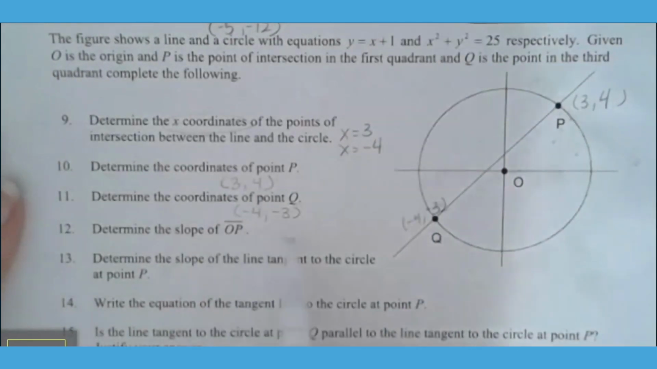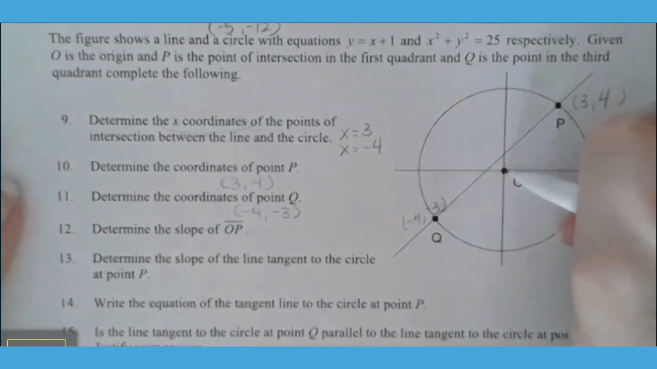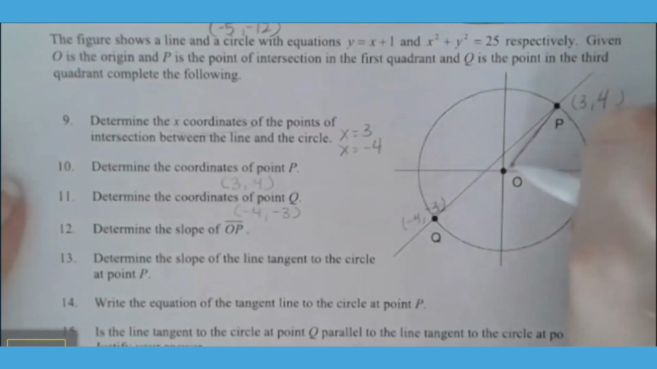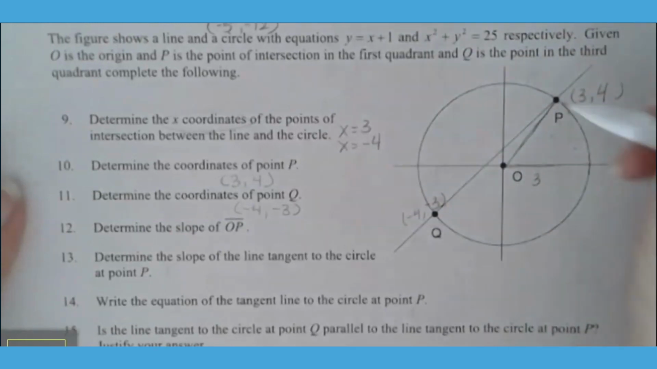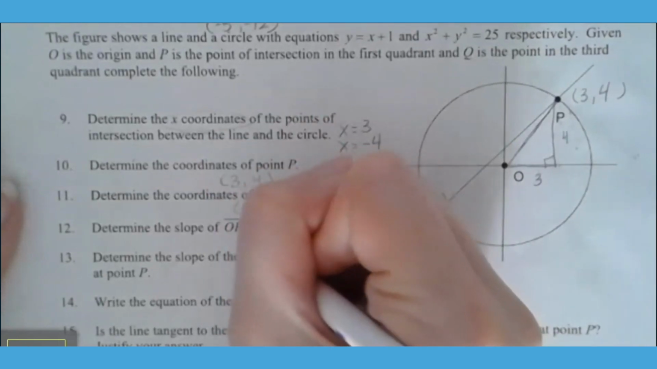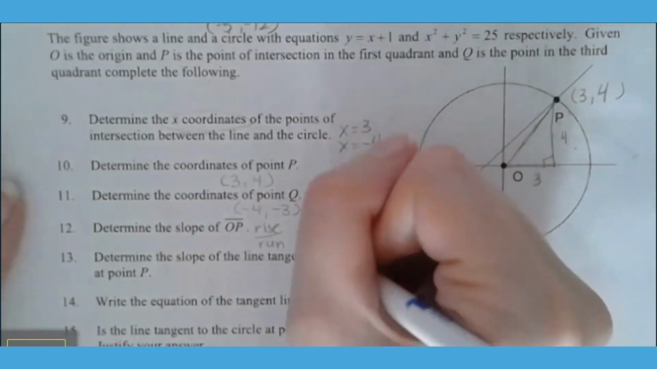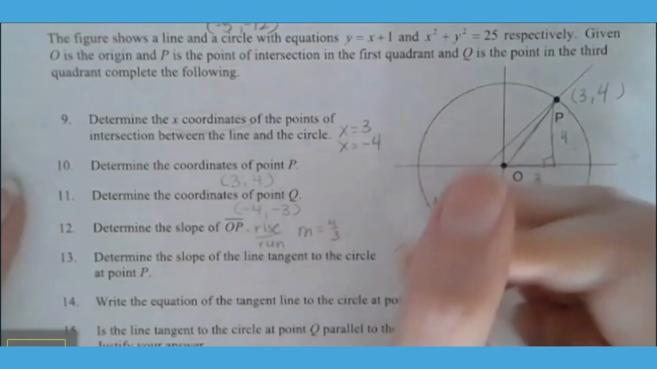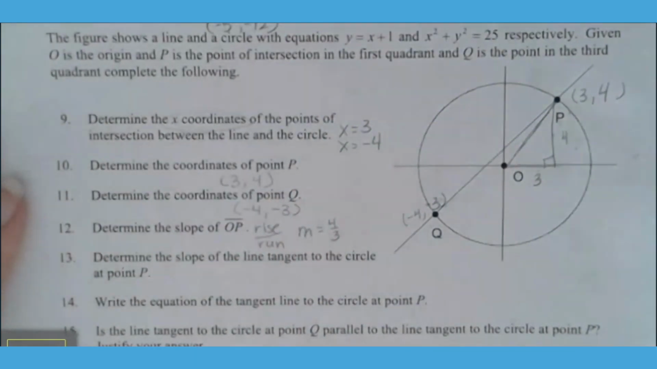Determine the slope of OP, not the slope of this line, but the slope of the segment that runs from O to P, again relying on the fact that the horizontal distance must be 3, the vertical distance must be 4. So in order for this to have a 3 and a 4 for our vertical distance and our horizontal distance, our slope being what they will call rise over run, we should obtain a slope of 4/3.